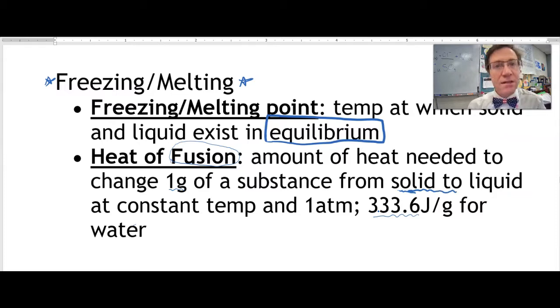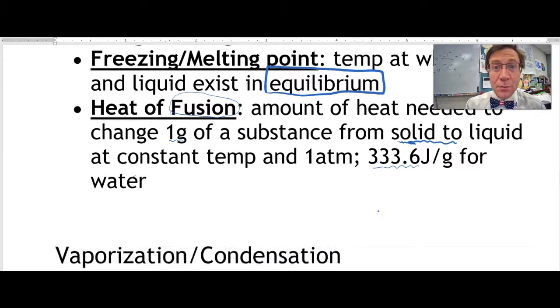So what that means is if you want to melt 1 gram of ice, you got to put in 333.6 joules, and then you'll get water. However, if you have 1 gram of water, you got to take out 333.6 joules in order to freeze it. That's assuming that we're at 0 degrees. You guys picking up what I'm putting down? Feeling the flow?